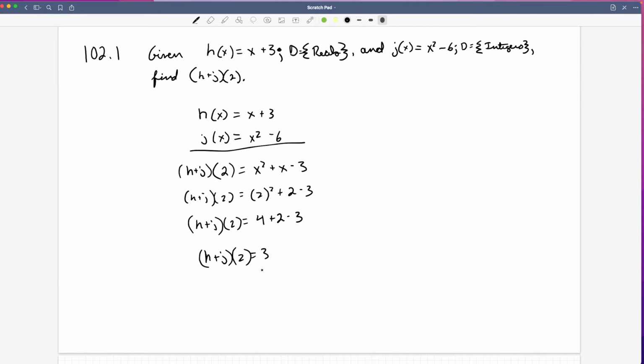Now, there's another way we could do that. We could easily say h of 2 and j of 2. And then we could say it's x plus 3, so it'd be 2 plus 3 would be 5. And then x squared minus 6. This would be 4 minus 6 equals negative 2. It'll be a 3.